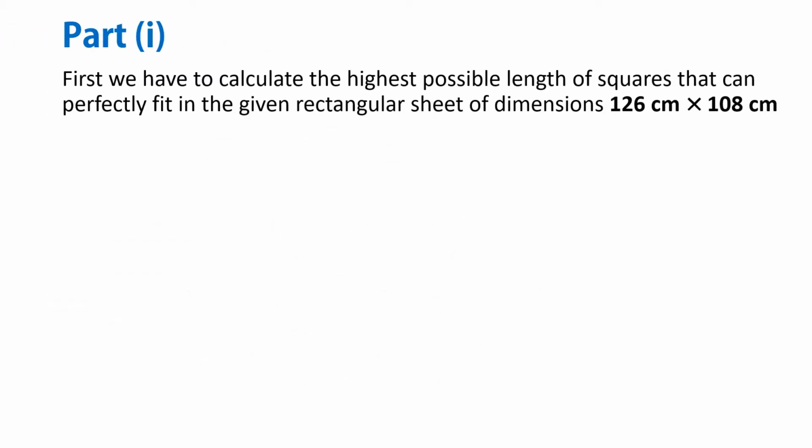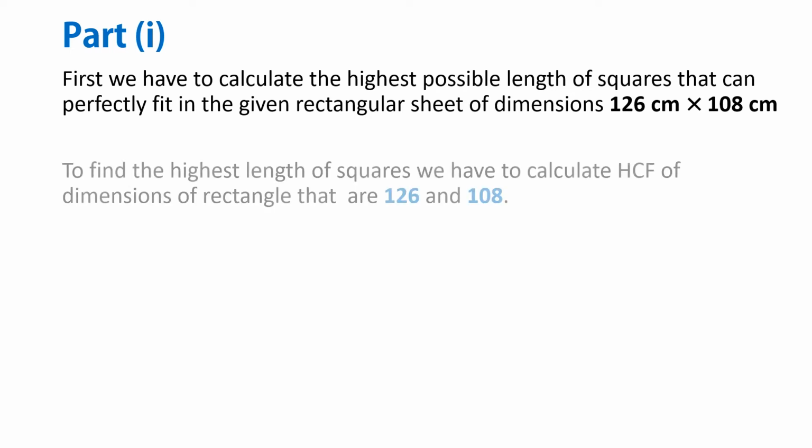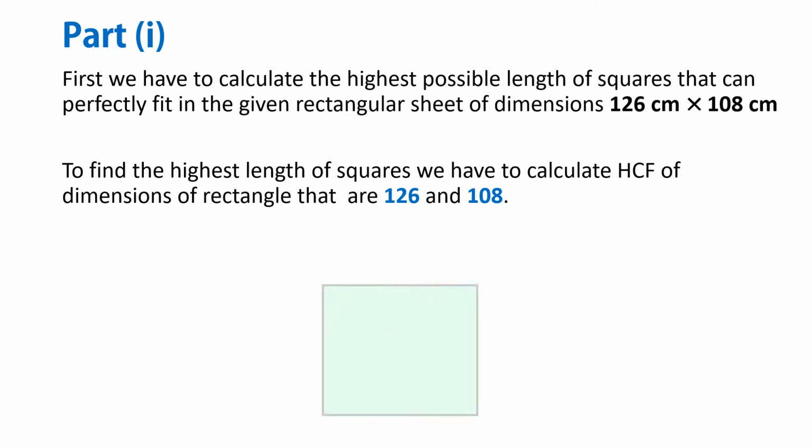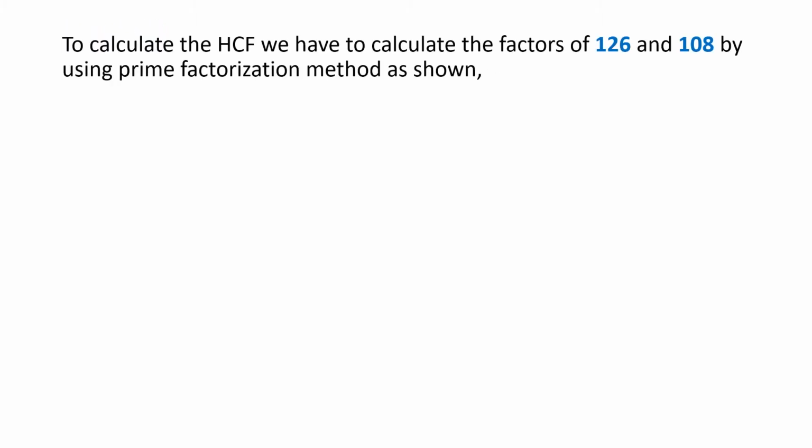Part 1. First we have to calculate the highest possible length of squares that can perfectly fit in the given rectangular sheet of dimensions 126 cm by 108 cm. To find the highest length of squares, we have to calculate the HCF of the dimensions of the rectangle, that are 126 and 108. To calculate the HCF we have to calculate the factors of 126 and 108 by using the prime factorization method as shown.